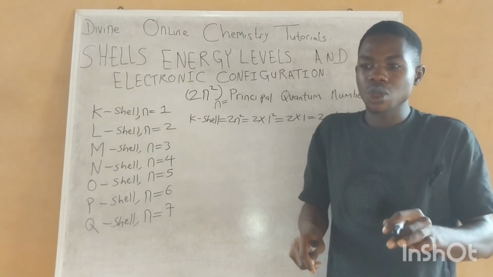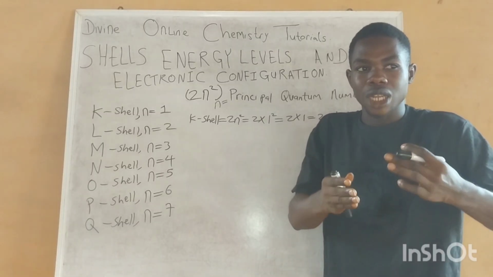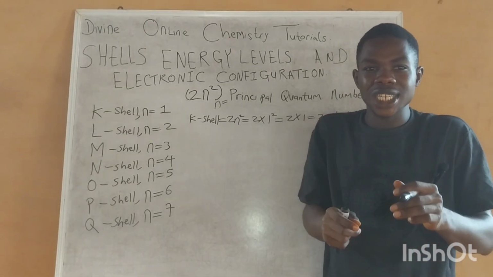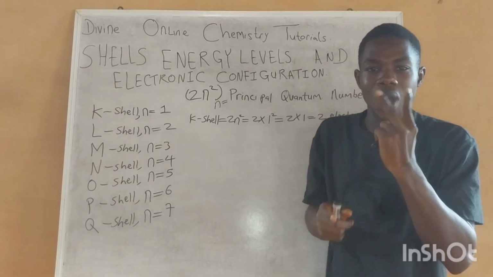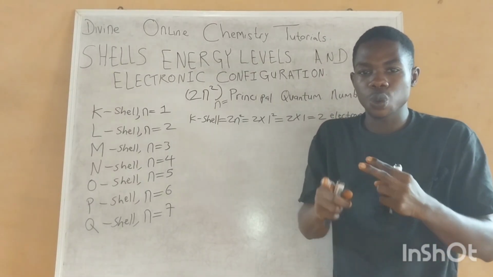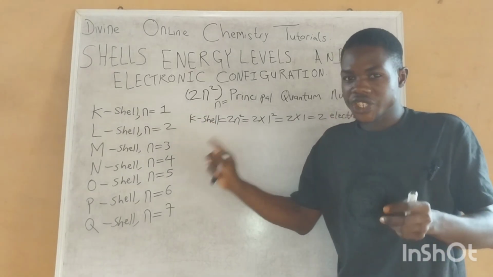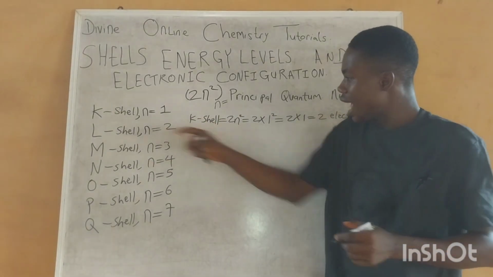This means the K shell cannot carry more than 2 electrons. So for any element that has more than 2 electrons, when you want to represent it using the shell method, please take note that the K shell can only carry a maximum of 2 electrons, which means the other electrons will fall in the other shells farther from the K shell.